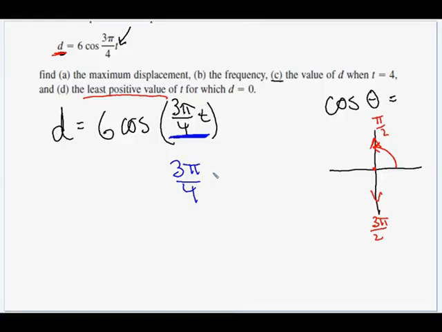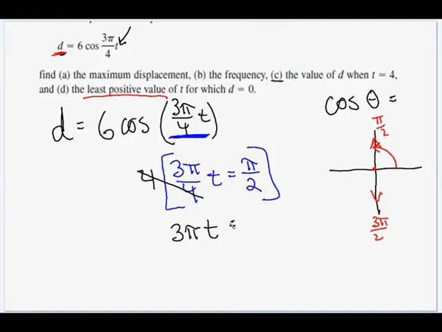3/4 pi times t is equal to half pi. So I like to get rid of the fractions right off the bat. I'm just going to go through the whole thing, both sides of the equal sign, and I'm going to multiply through by 4. So these 4's are going to cancel, and we're going to have 3 pi times t equals, if I multiply the 4 over here, I'm going to get 4 pi over 2, and 4 divided by 2 is 2, so 2 pi.